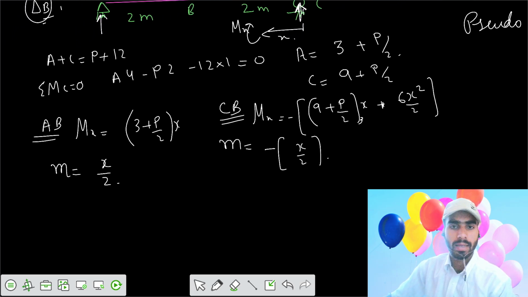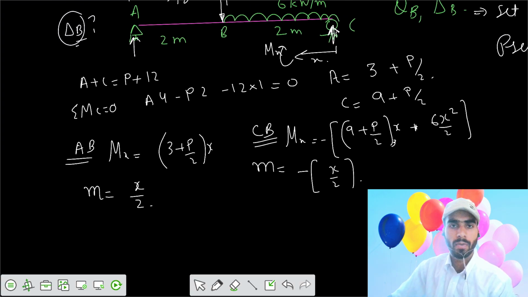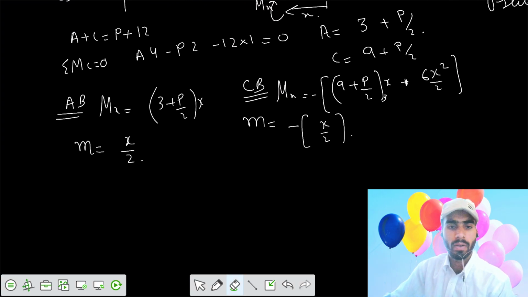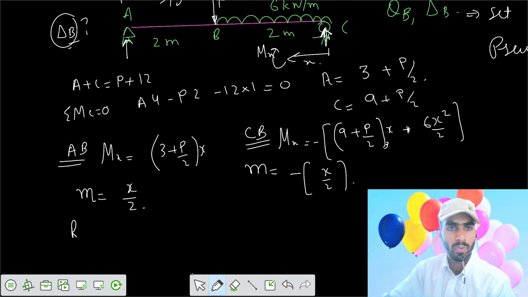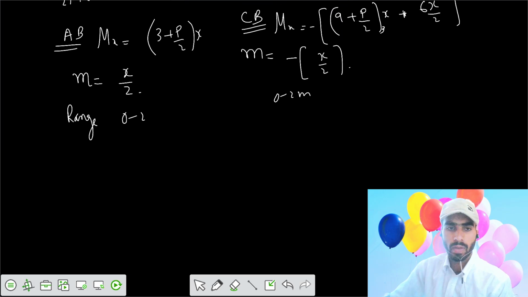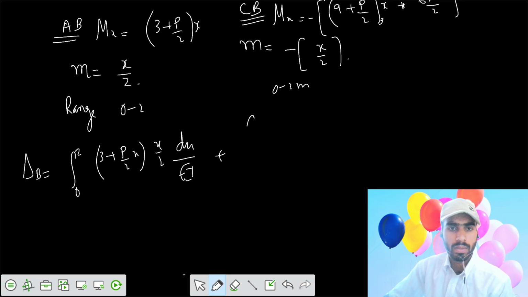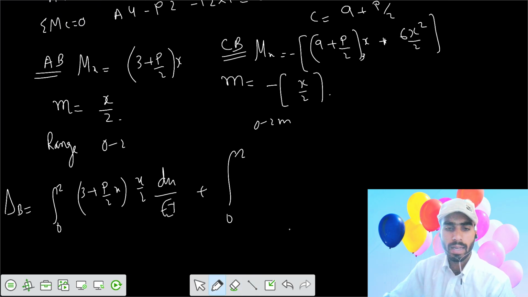Let's say that we have solved it. Now we want to say what's the value of delta at B. For that, we also have the range. The range is the same for both segments, that's 0 to 2, and for this one also 0 to 2 meters. So we can say delta B equals integral 0 to 2 of (3 plus P by 2) x into x by 2 dx by EI plus integral 0 to 2, and we can directly set the value of P equals to 0.